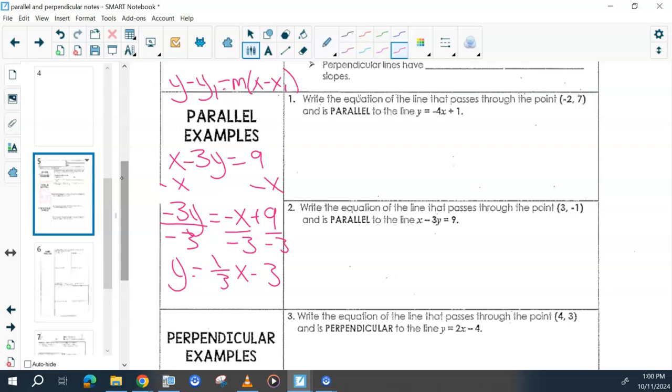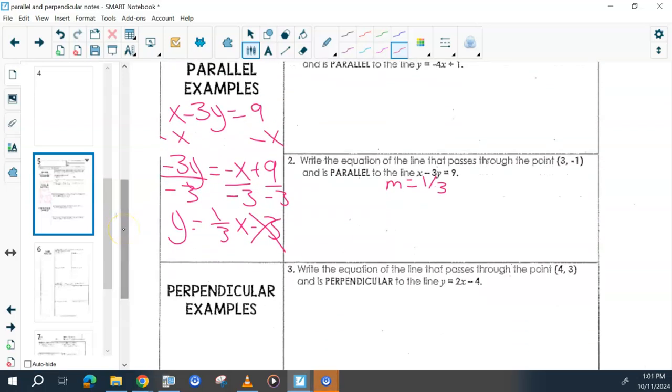Now that's not the answer to our problem. We still have to use our point slope. We know it's parallel, so the line that's going to be parallel to this is going to have the same slope, 1/3. And then we're going to use this slope and this point, not this y-intercept, I don't need that, in my point slope equation. So this would be y minus a negative 1, or plus 1, equals 1/3 times x minus 3.